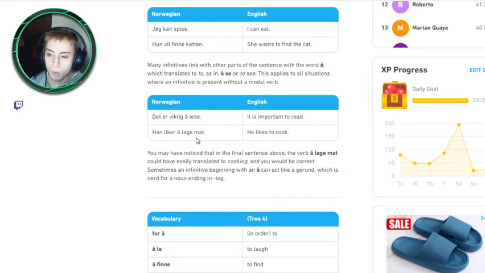Hun liker å lage mat. So, here we have the verb to like, but I guess it's not considered a modal verb. I mean, liking something is not really an action.